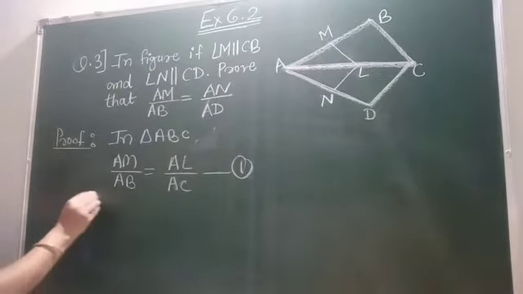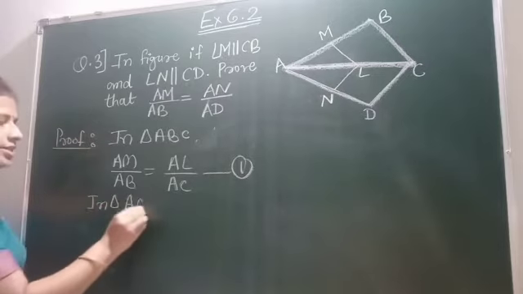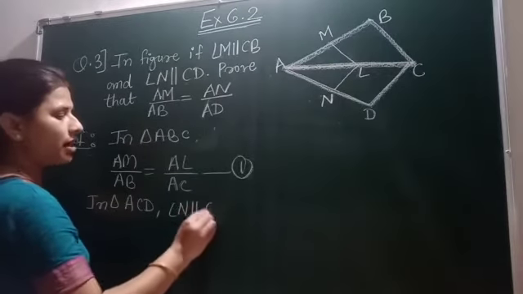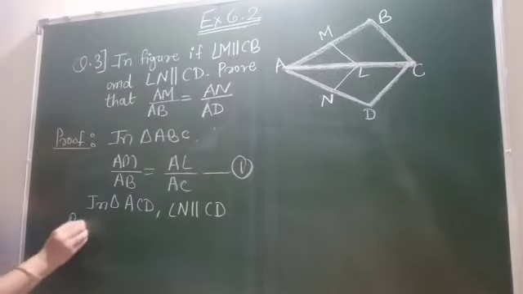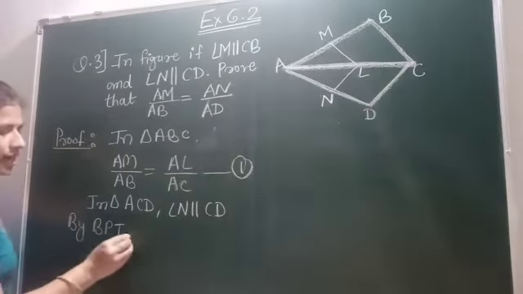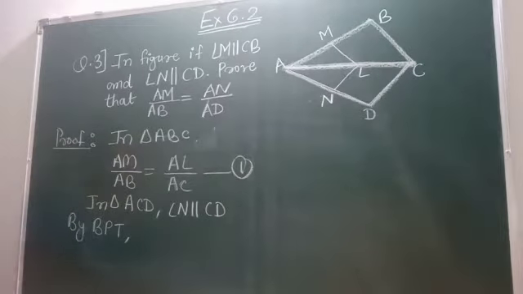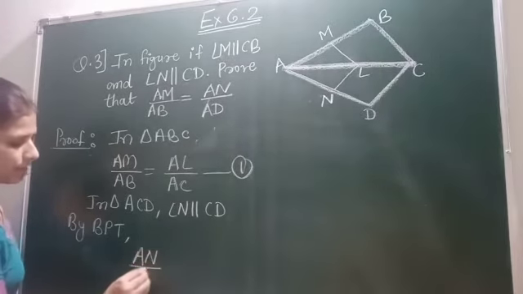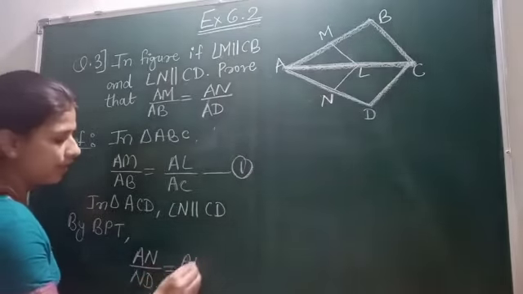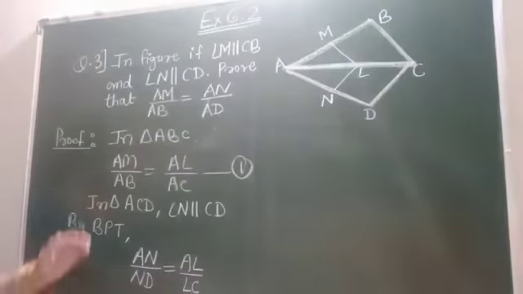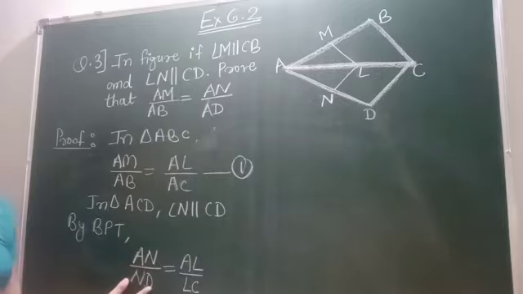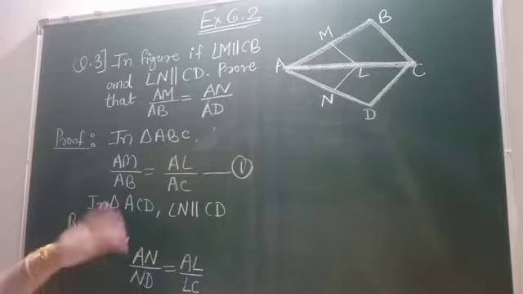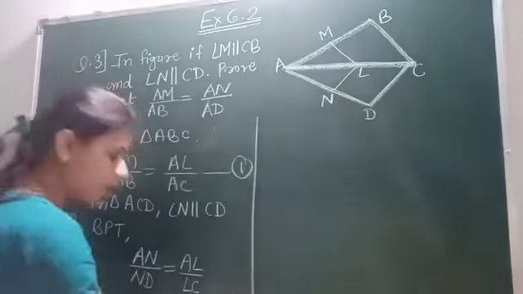Now in triangle ACD, what is given? It is given that LN is parallel to CD. So again by the basic proportionality theorem, what we will get? We will get AN upon ND equals AL upon LC. Now similarly we will apply the same process. First we will take the reciprocal, then we will add 1 on both sides, and after adding 1 and taking the reciprocal, what we will get?